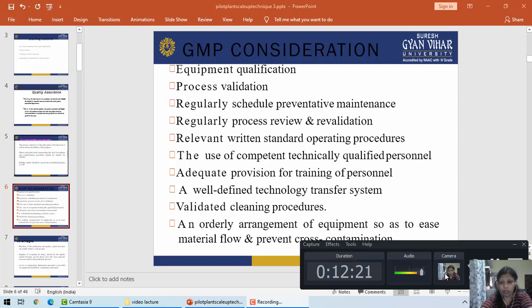Okay, now relevant written standard operating procedure. So when we are validating the process, when we are making the master manufacturing formula, we have to make the SOPs of all the equipments and all the processes also. SOPs is standard operating procedure, in which we have to write each and every step of doing the process, or each and every step of using that particular equipment.